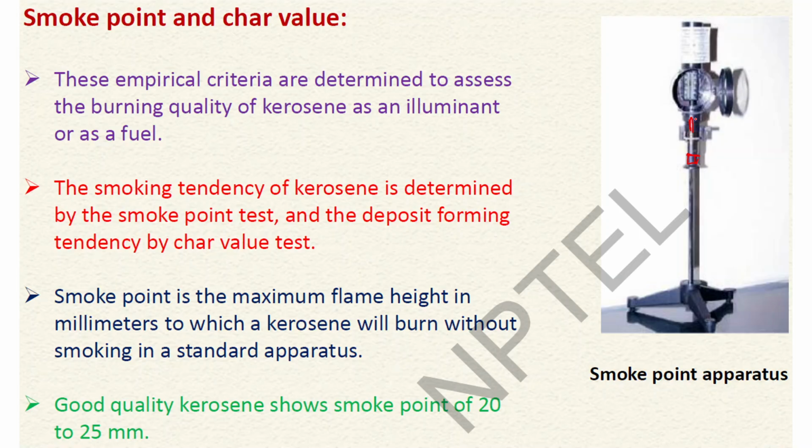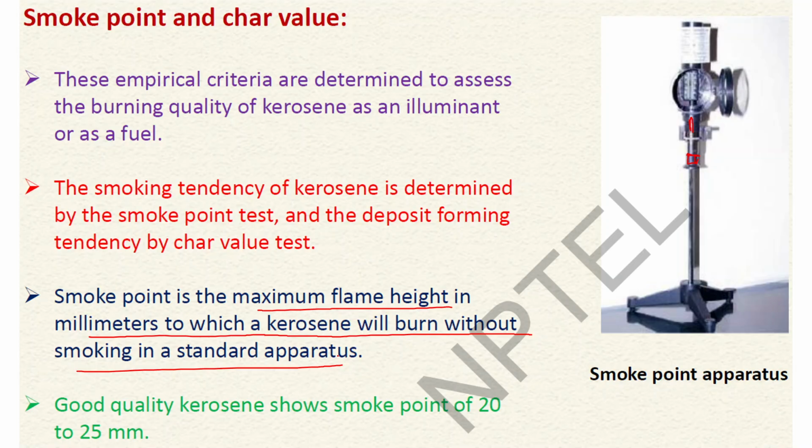And if we again decrease the height of the wick, there will be a point when this smoke has just stopped coming and the smooth round flame will be there. So this is the point at which this soot or smoke starts to form on the tip of our flame. This is the flame height at which the smoke has just started to come. The maximum smoke point is the maximum flame height in millimeters to which a kerosene will burn without smoking in a standardized apparatus.